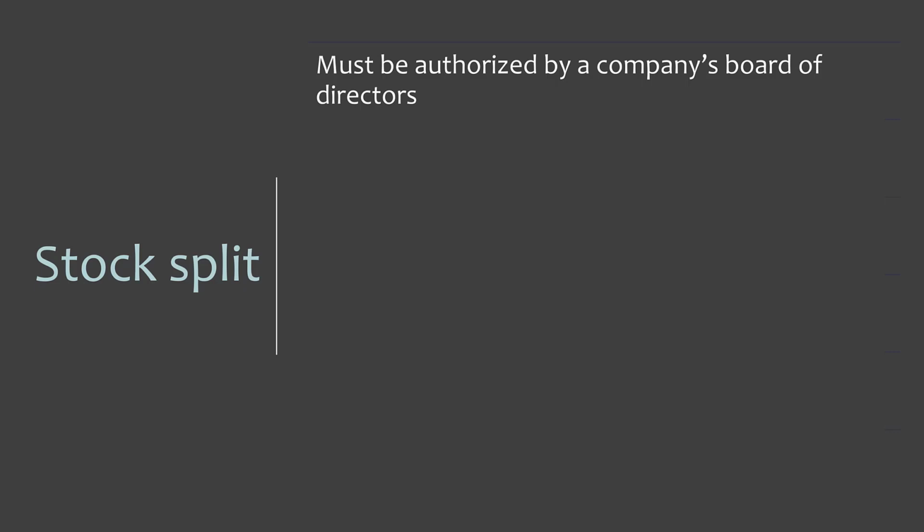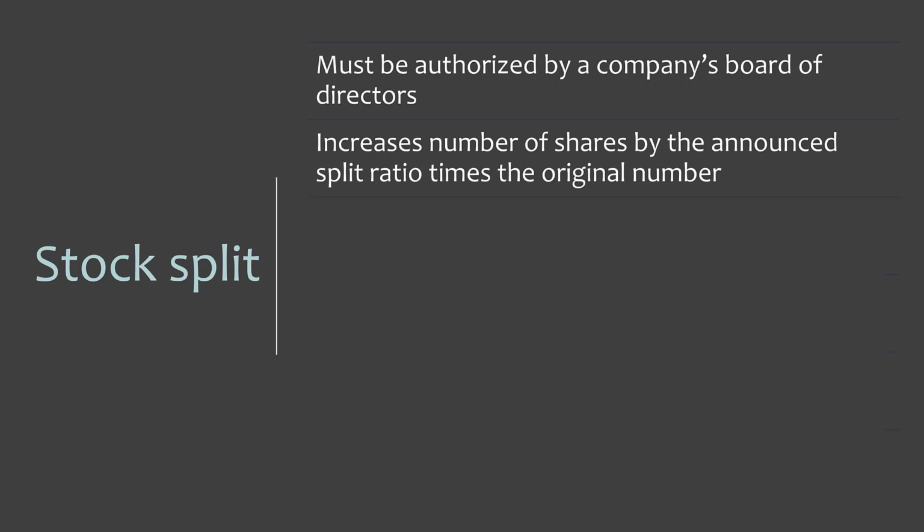A stock split must be authorized by a company's board of directors. A stock split will increase the number of outstanding shares by the announced split ratio. For example, if there is a 2-for-1 stock split, the original number of shares would be multiplied by 2 to get the new number of shares.